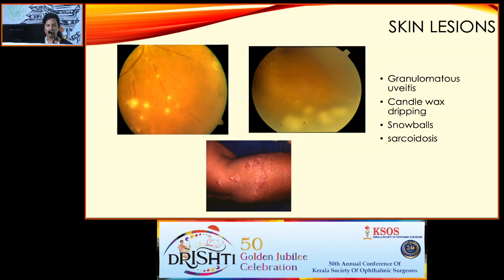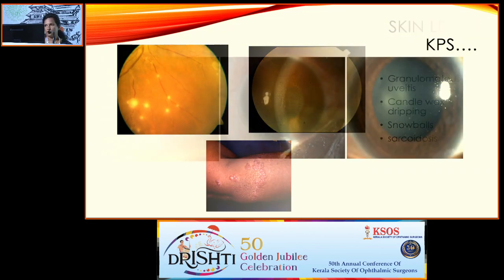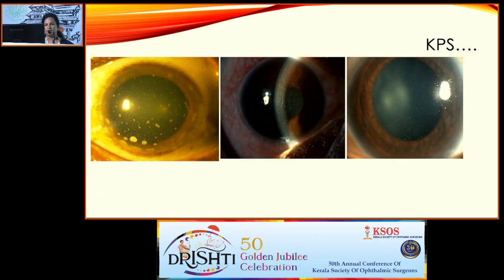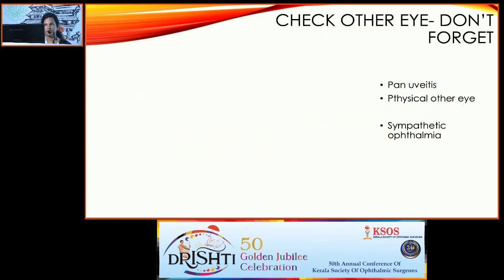Another patient with granulomatous uveitis, candle wax dripping and snowballs with skin lesions. Refer to a pulmonologist or rheumatologist for evaluation of sarcoidosis and further treatment, and monitor the ocular condition. Always these ocular signs will give you some clue regarding the diagnosis. Whenever you see granulomatous KPs, rule out TB and sarcoidosis, and pigmented KPs, rule out viral etiology, and this type of crenulated KPs, stellate KPs, Fuchs should be kept in mind.